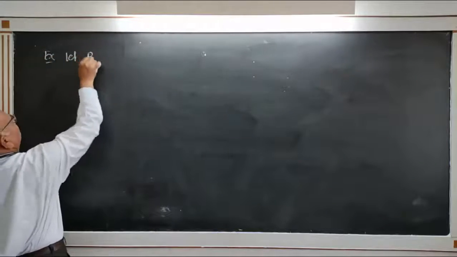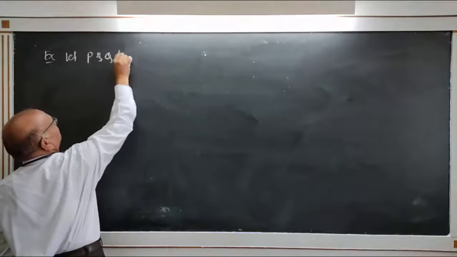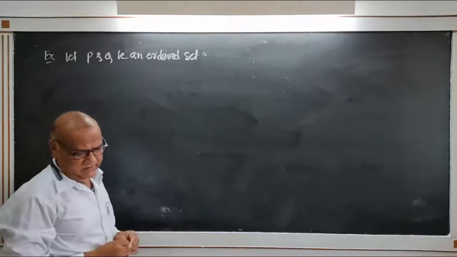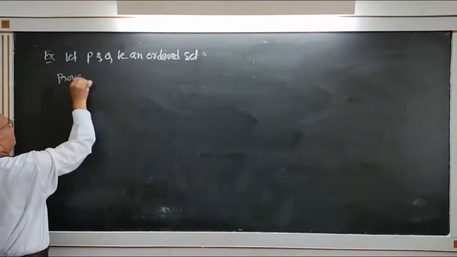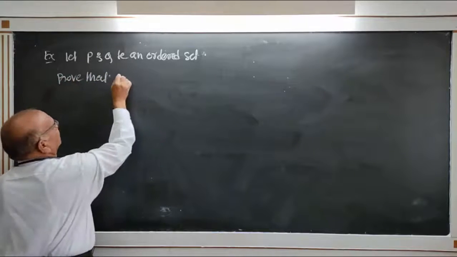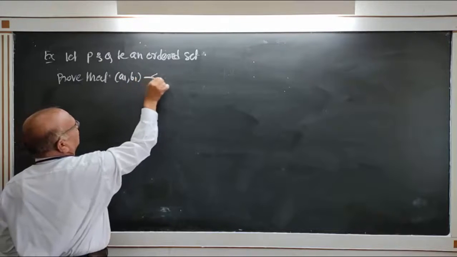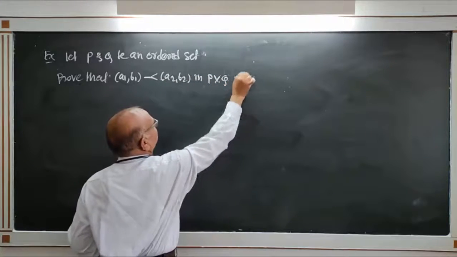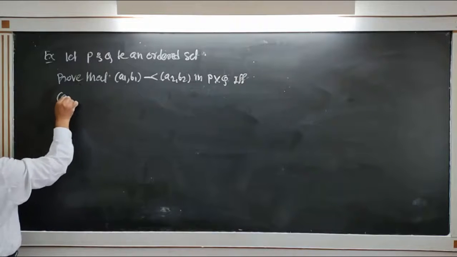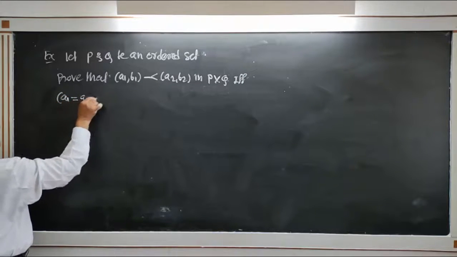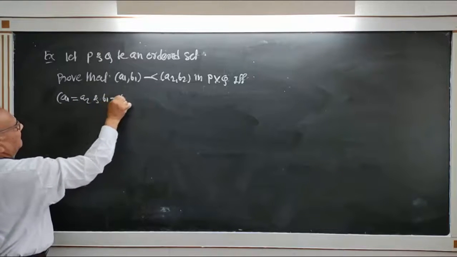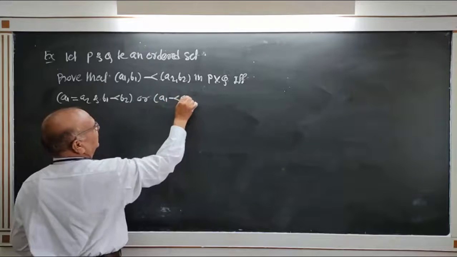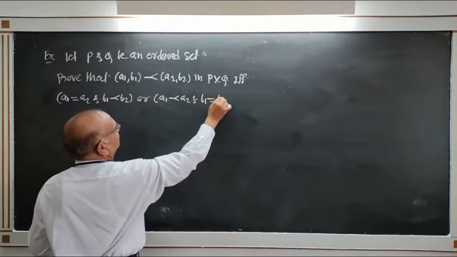Example: let P and Q be ordered sets. Prove that (A1, B1) is covered by (A2, B2) in P cross Q if and only if A1 is equal to A2 and B1 is covered by B2, or A1 is covered by A2 and B1 is equal to B2.